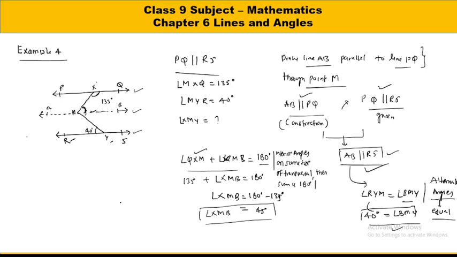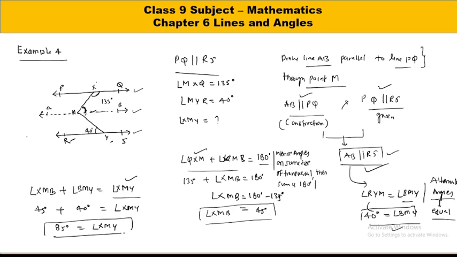Now if we add these two angles, angle XMB plus angle BMY, we get angle XMY that we need to find. Here XMB is 45 degree, BMY is 40 degree, so we get XMY 85 degree. So 85 degree we get as angle XMY. So in this way we solve that question.